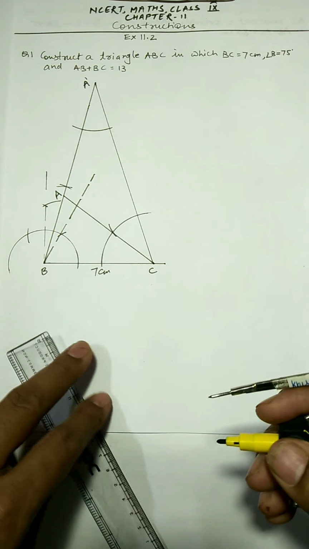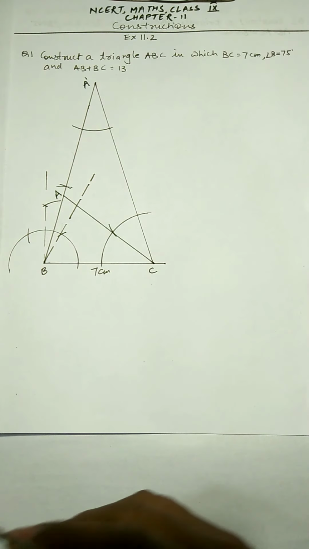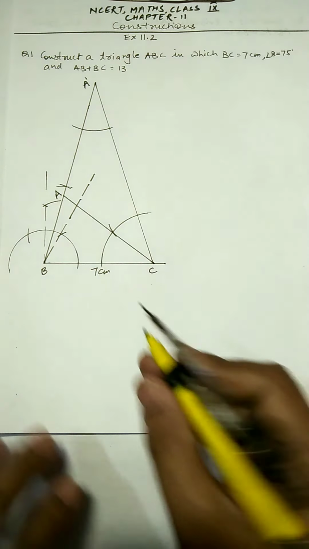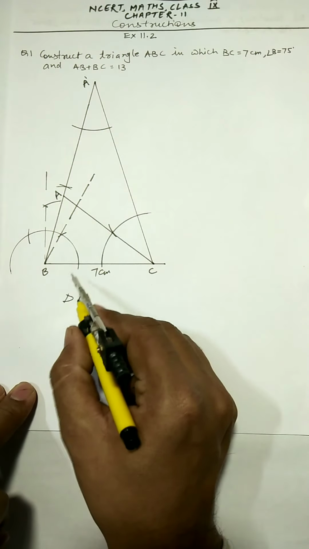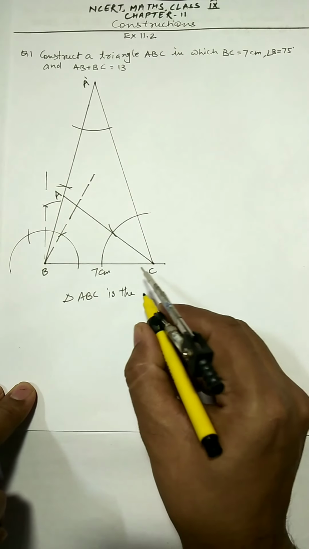This is our actual A, which we are looking for. So now you can see this triangle ABC is the required triangle. Triangle ABC is the required triangle.